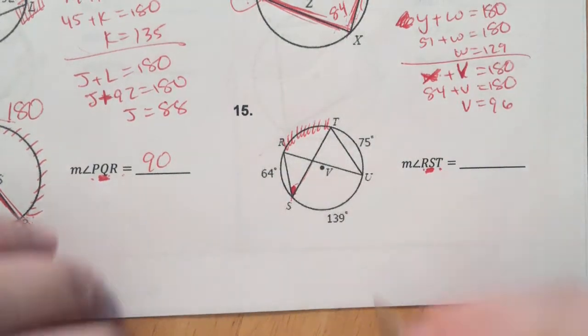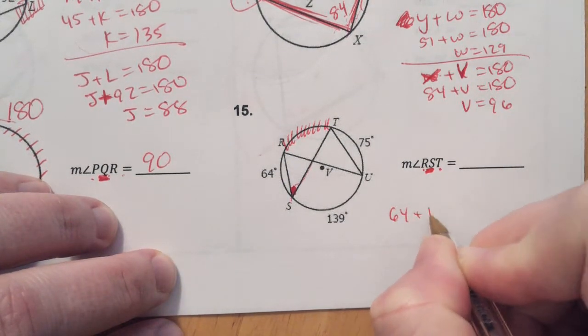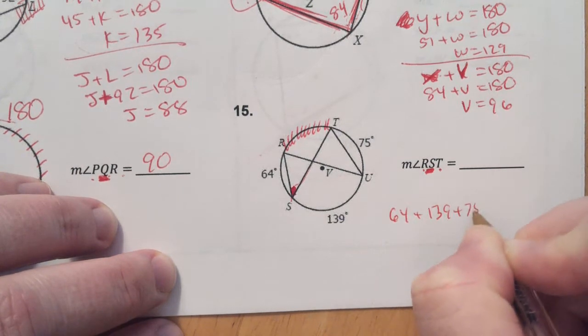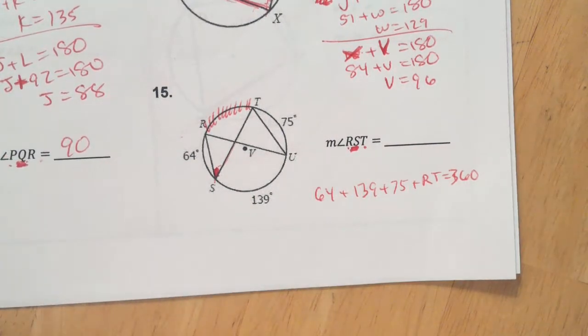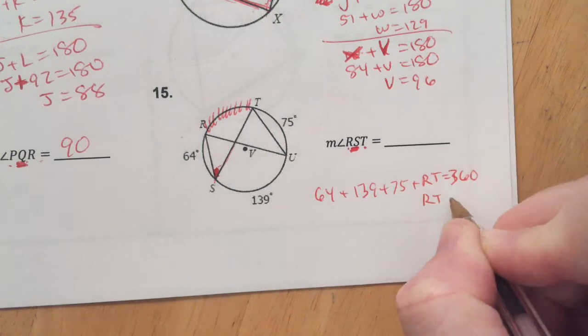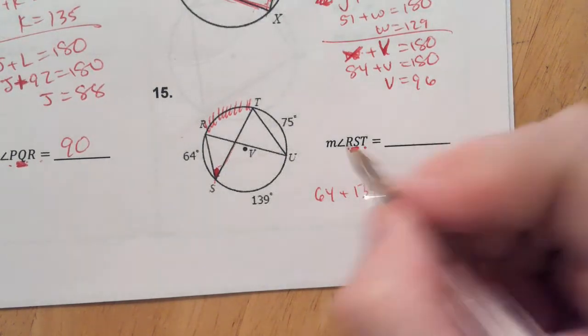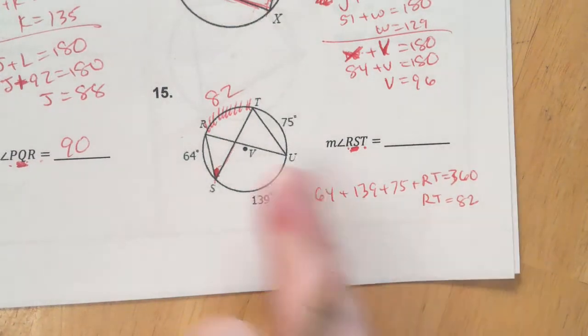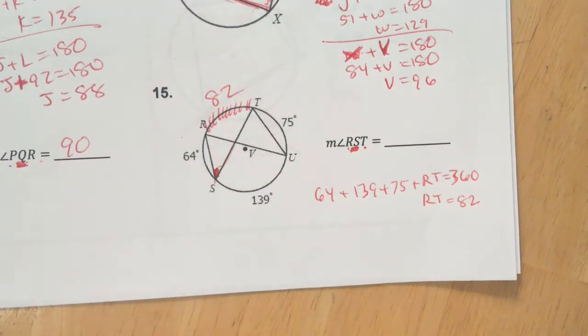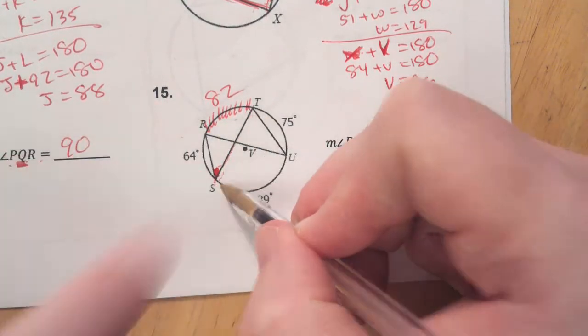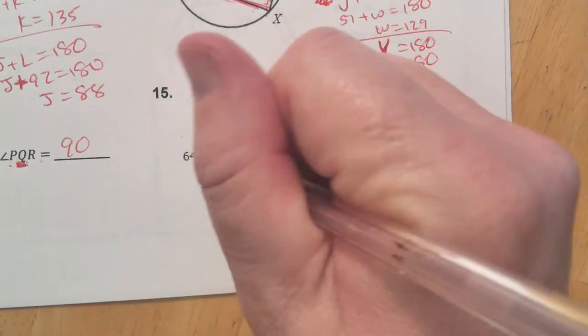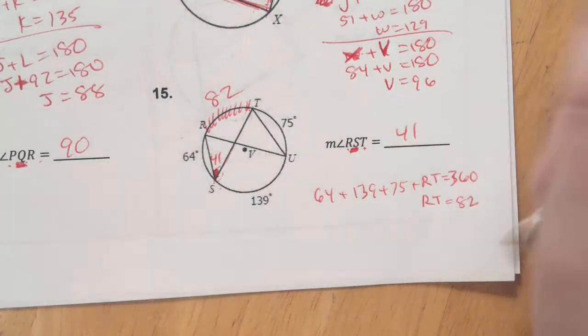So I know that all these add up to 360. So 84 plus 139 plus 75 plus my RT adds up to 360, right? So 360 minus 84, 139, and 75. So that right there, that R to T, is 82, that arc. So this is 82. Now, did I have to show that? No, you could have just done that in the calculator and just known what you were doing. Okay, so if this is 82, then to get to the back of the movie theater, I would divide by 2, and I would pop out with 41. So that angle right there is 41.